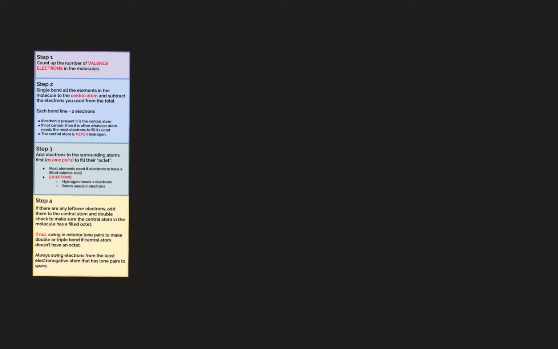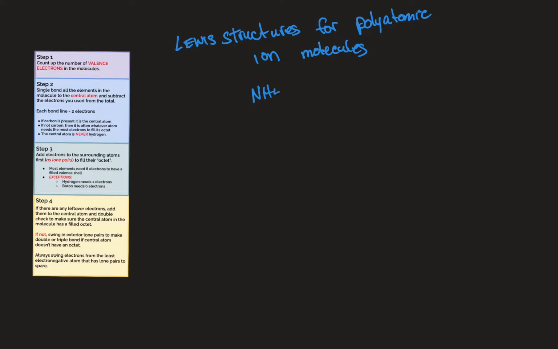Okay, now we're going to dive a little deeper into our Lewis structures. And we're going to look at the Lewis structures for polyatomic ion molecules. These are molecules such as ammonium, your NH4 molecule, which has a 1 plus charge, or something like sulfite, SO3, with a 2 minus charge. You know these from our ionic naming, but those ions are actually themselves molecules.